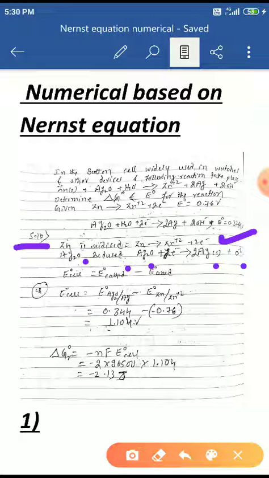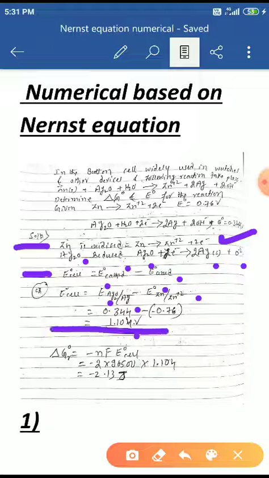So first we have to calculate the E naught of the cell. The E naught of cell is E naught of cathode minus E naught of anode. So cathode is the silver oxide, turning into silver. Anode is the zinc, turning into zinc ions. So 0.34 minus 0.76. Then we got the E naught cell value as 1.104, and delta G naught is minus nF E naught cell.